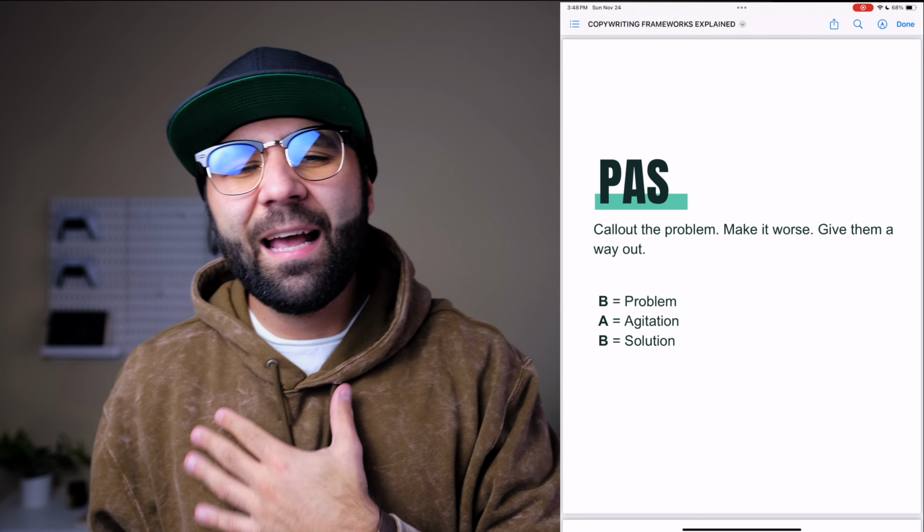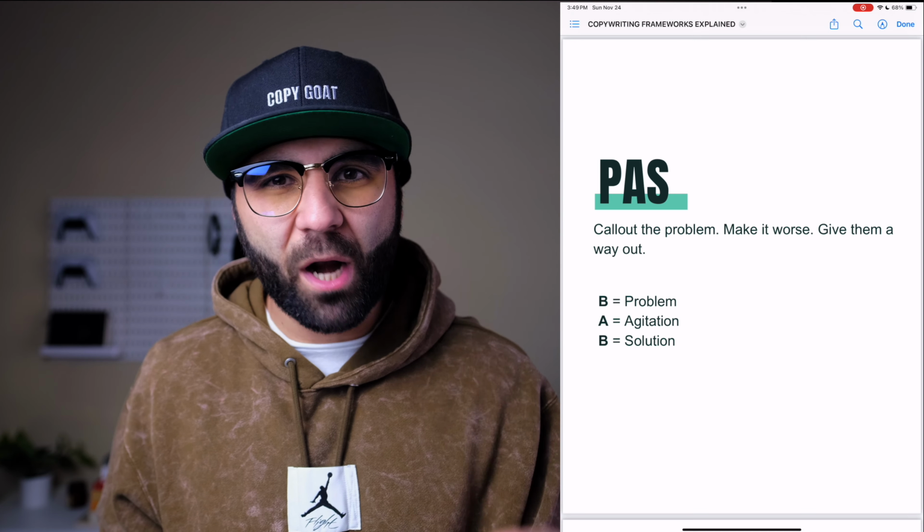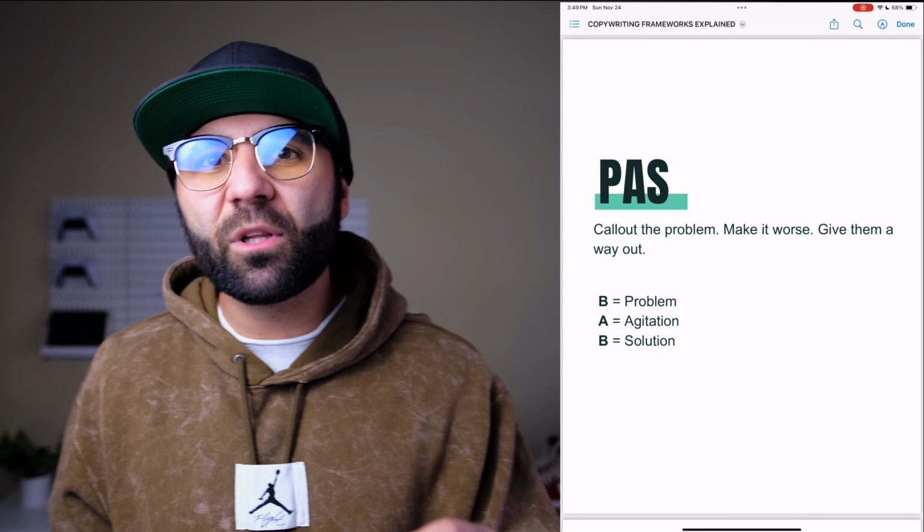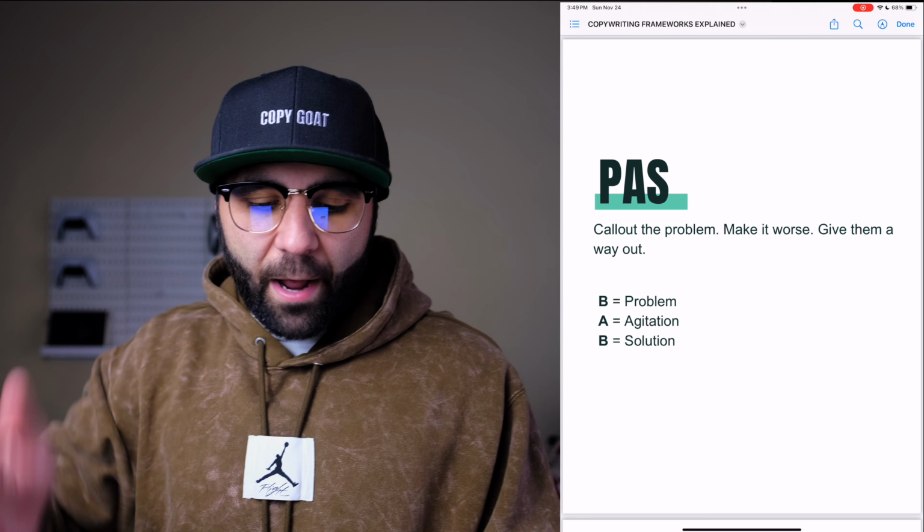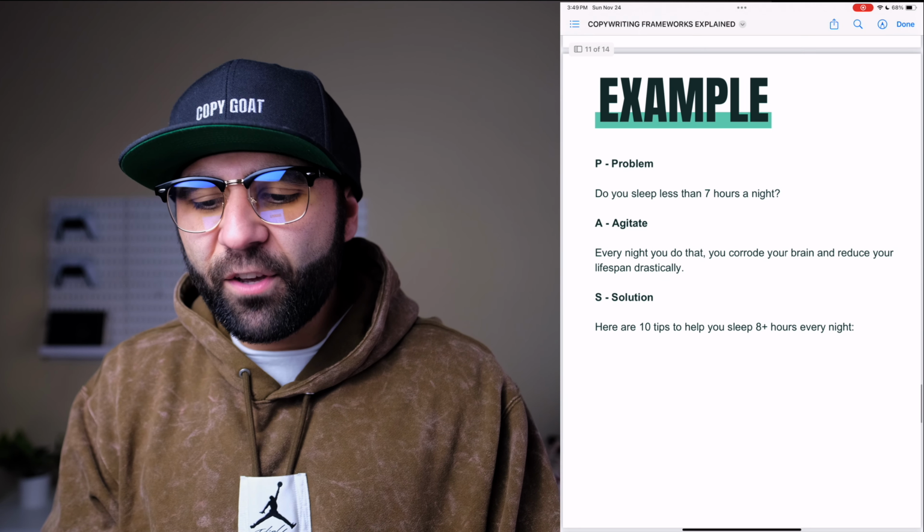Don't do this manipulatively. That's not what I'm saying. What I'm saying is increase the emotion, because they genuinely need to solve this and maybe they're not taking it serious enough, especially when your product is really good. We're not trying to manipulate people, we're here to help them. And then we give them a way out. So problem, agitation, solution. Let me give you an example.